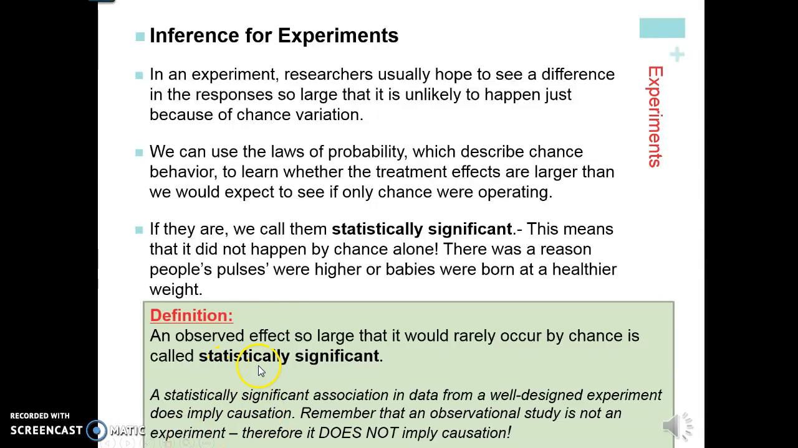So statistically significant, and we're going to be using this throughout pretty much the rest of the year, is an observed effect so large that it would rarely happen by chance alone. A statistically significant association in data from a well-designed experiment does imply causation. So if your experiment is well-designed, you've used the 4 principles of experimental design, we can now have cause and effect, okay? We can say that caffeine actually increases their pulse rate. So just remember, if you have an observational study, it's not an experiment, therefore you can never have cause and effect from an observational study.